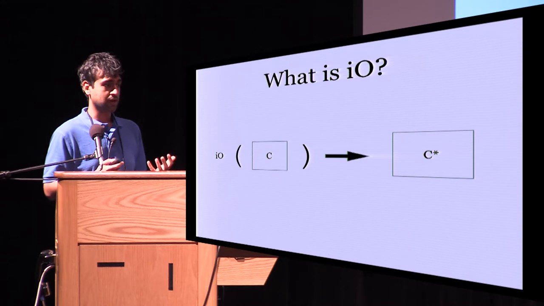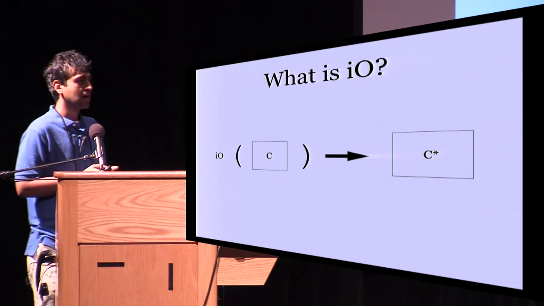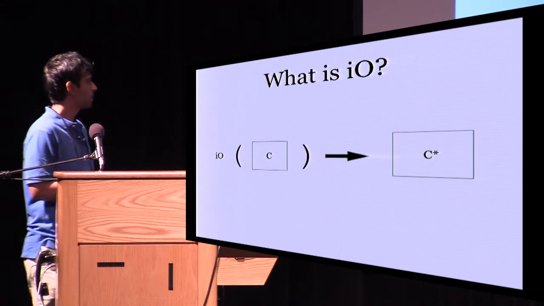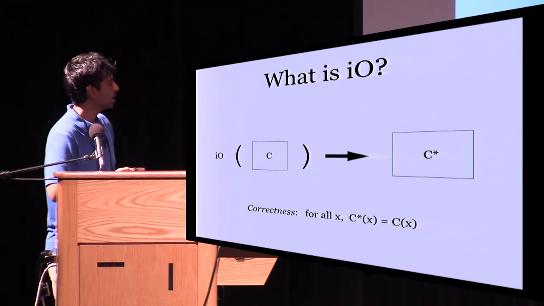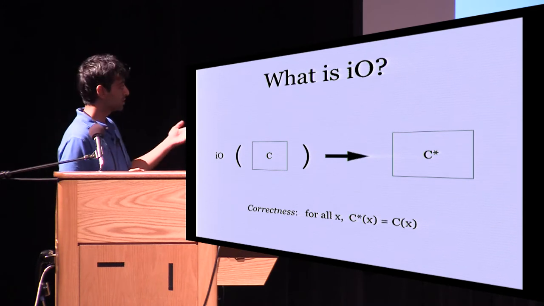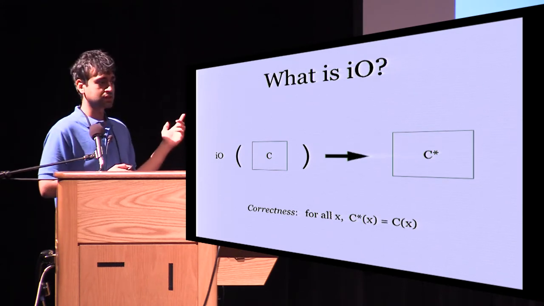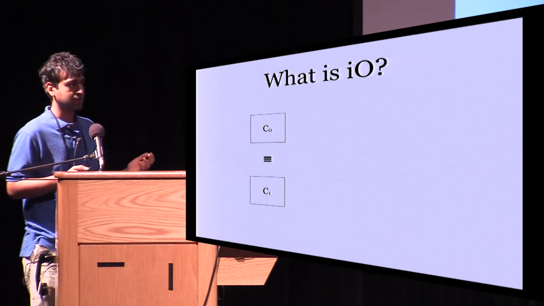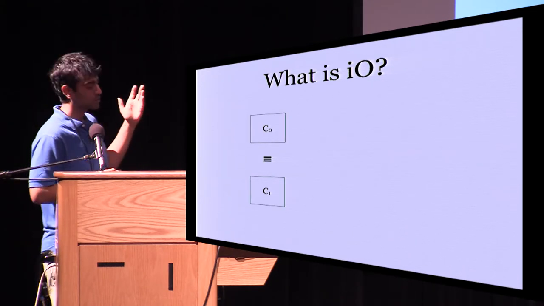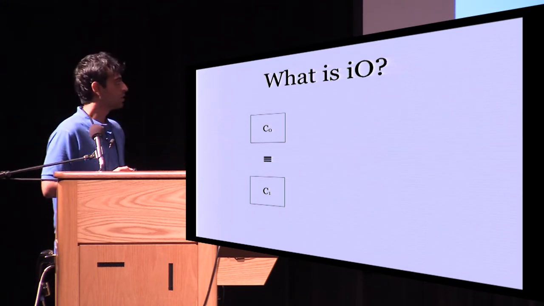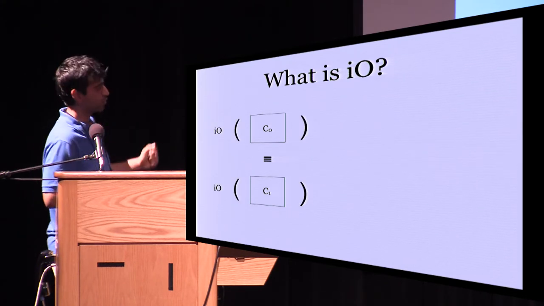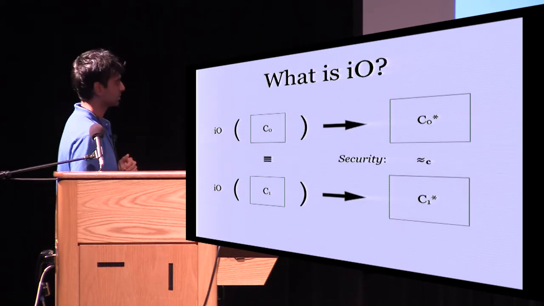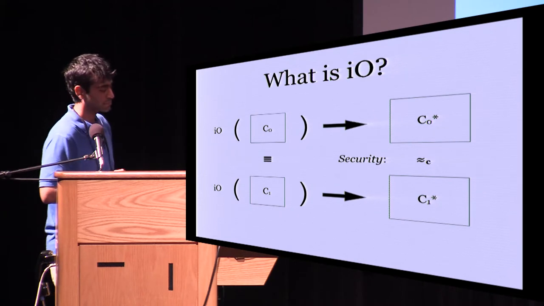It's just a circuit compiler that takes as input a circuit and spits out another circuit such that it satisfies two properties. The first property is correctness. We require that the compiled circuit agrees with the original circuit on all inputs. The second property is the security property. Suppose we start with two circuits that are functionally equivalent. Let's say you apply I/O on both these circuits. We require that the compiled circuits are computationally indistinguishable. This is the security guarantee.